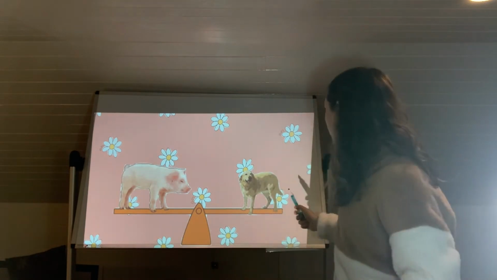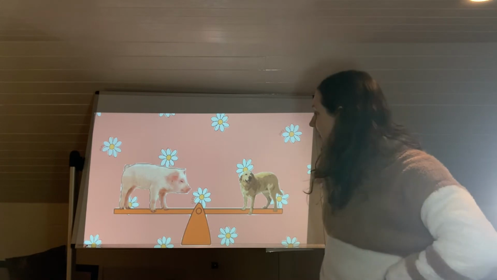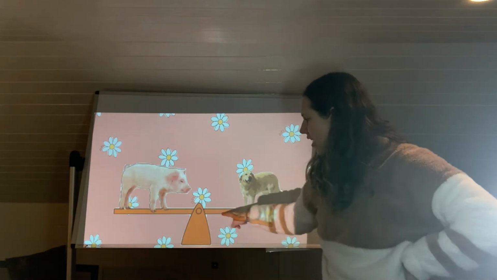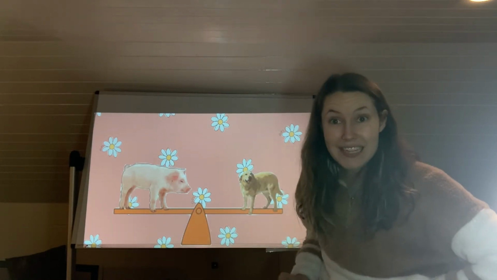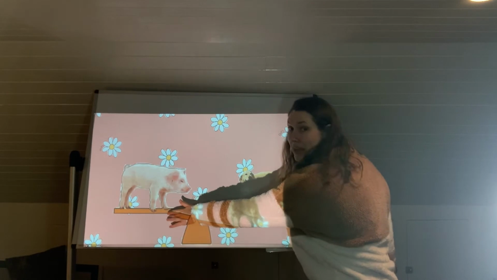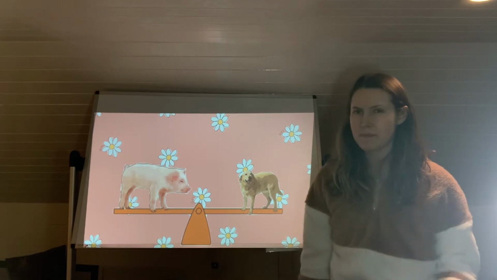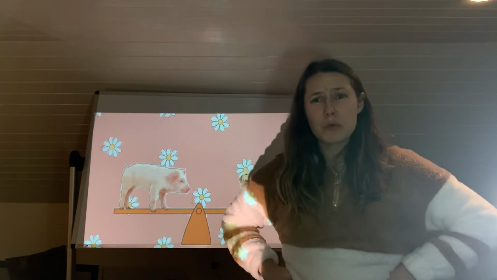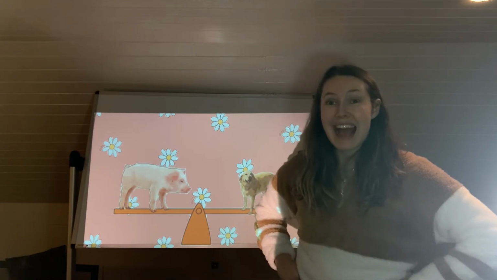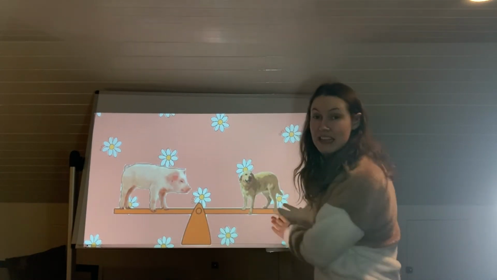Let's look at one last example. All right, now we've got something going on here with this scale. What do we notice about this scale? It looks like we have a pig and a puppy. And there's something interesting about this scale. It is balanced. What does that mean? It means that the weight of the pig and the weight of the puppy is the same. It is equal. Remember, equal means the same. What is that phrase that we use when we talk about things being equal in weight? It's as heavy as. My pig is as heavy as the puppy.